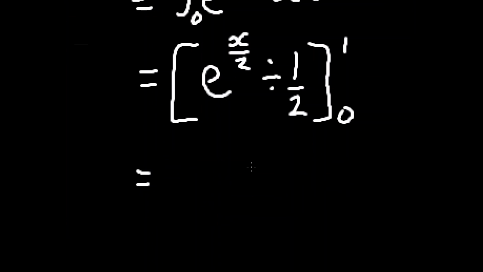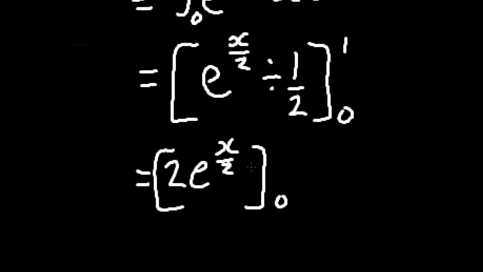So that is equal to e to the x divided by 2, times 2 divided by 1. Okay, so that's a lot easier. So it just becomes 2. So let's just write that. That's a lot easier. And that goes from 0 to 1.